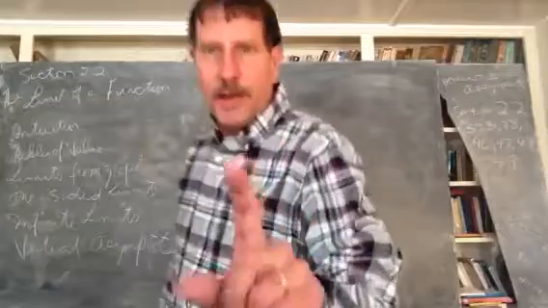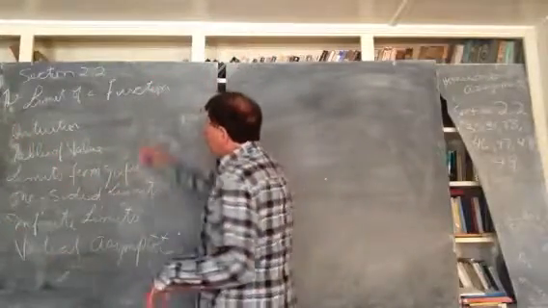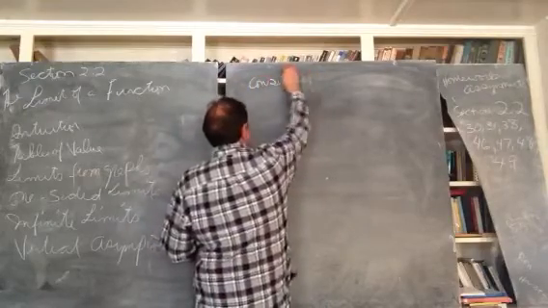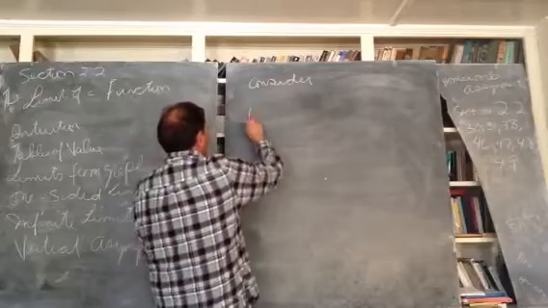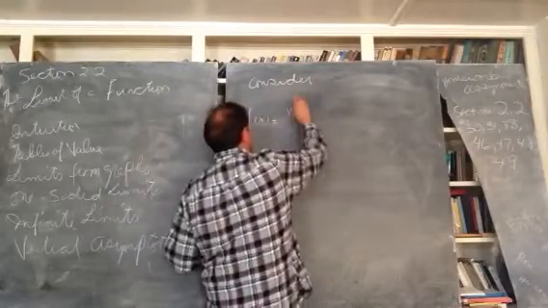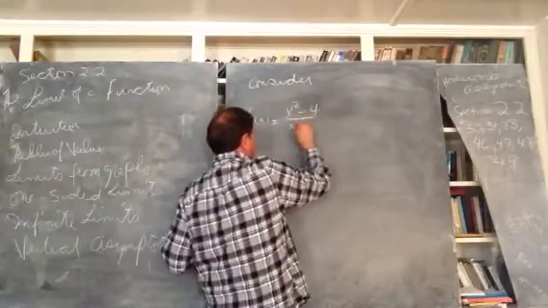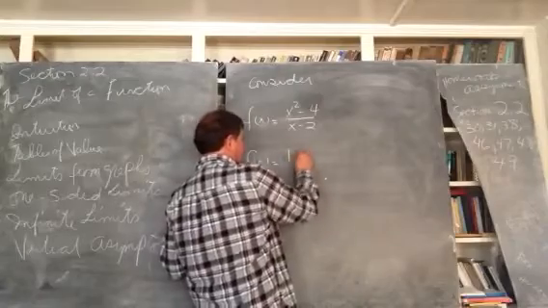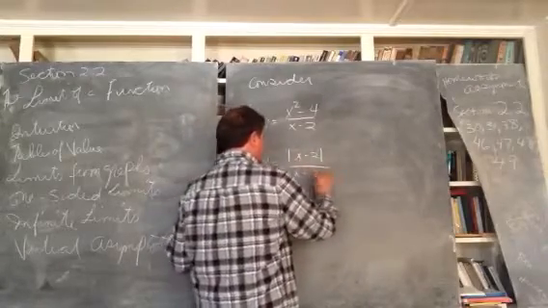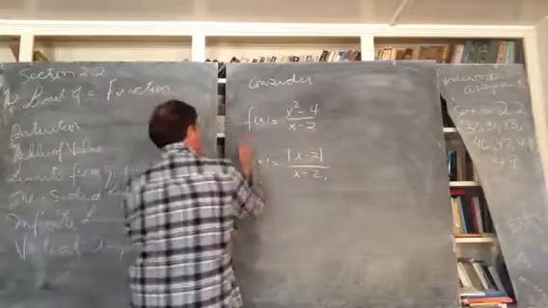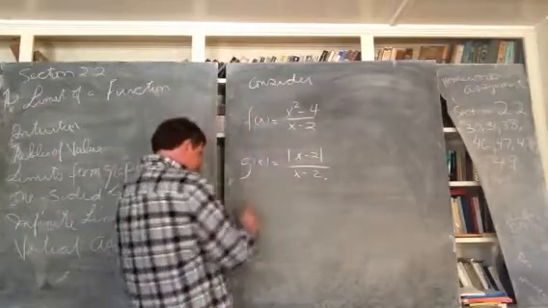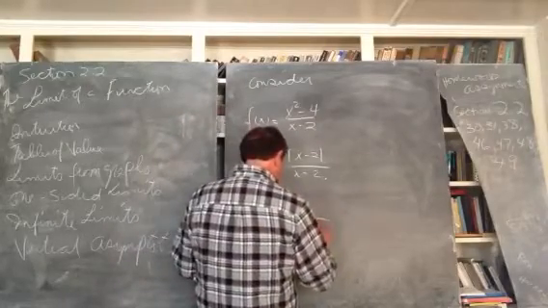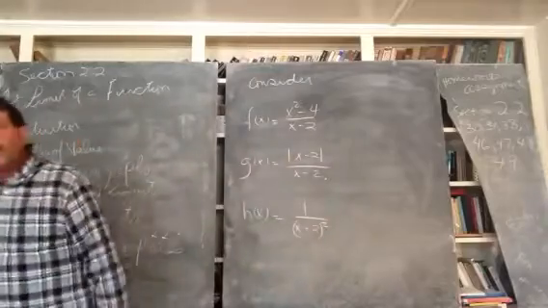So let's go. Limit of a function. Consider 3 functions. I'll put them here. f of x equals x squared minus 4 over x minus 2. And, oh, I'm sorry, I'm going to name this g. g of x equals absolute value of x minus 2 over x minus 2. And then h of x equals 1 over x minus 2 squared. I just want to consider those.